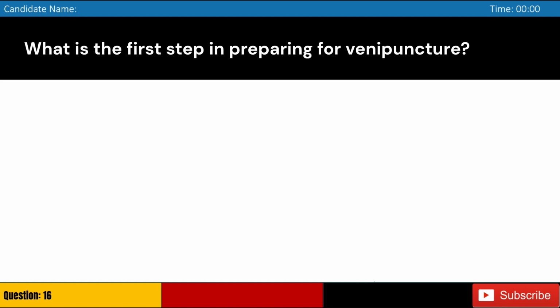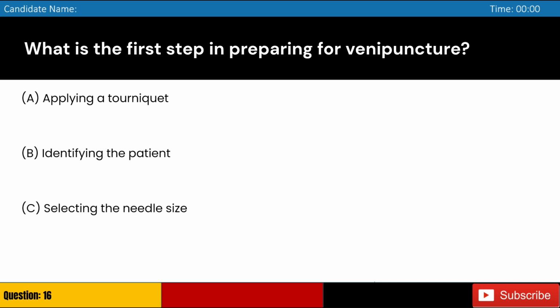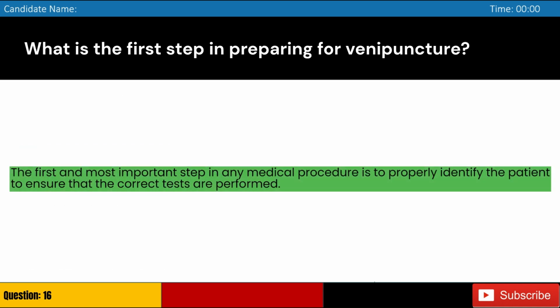What is the first step in preparing for venipuncture? A. Applying a tourniquet. B. Identifying the patient. C. Selecting the needle size. D. Cleaning the puncture site. Answer, B. The first and most important step in any medical procedure is to properly identify the patient to ensure that the correct tests are performed.